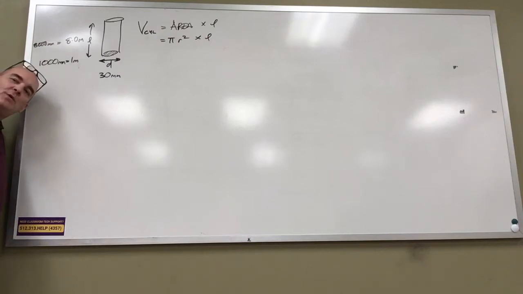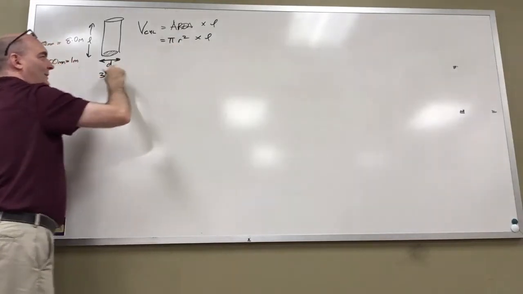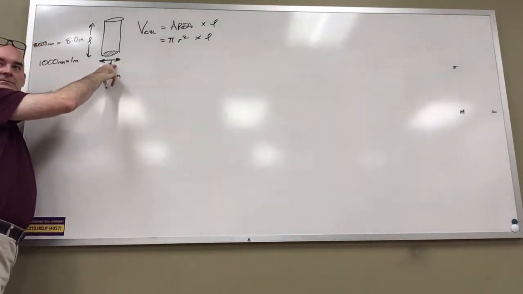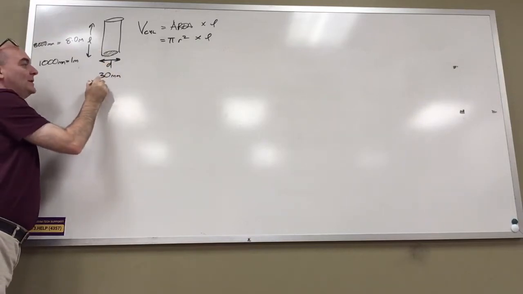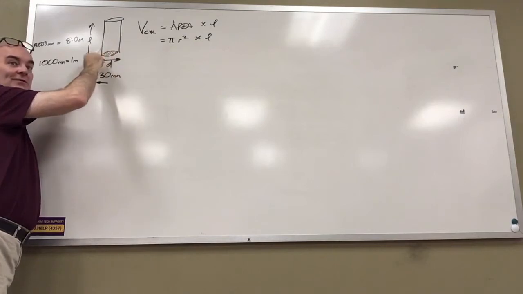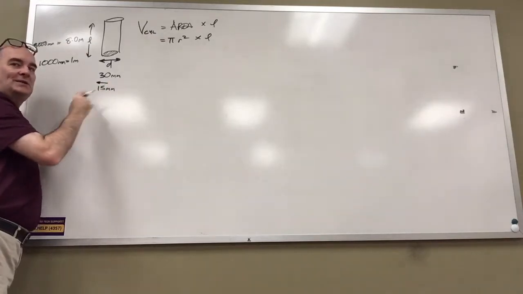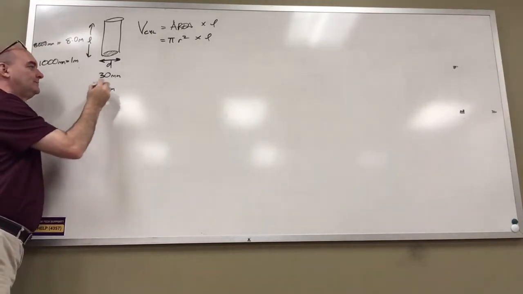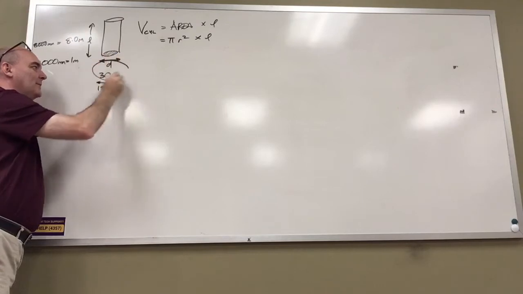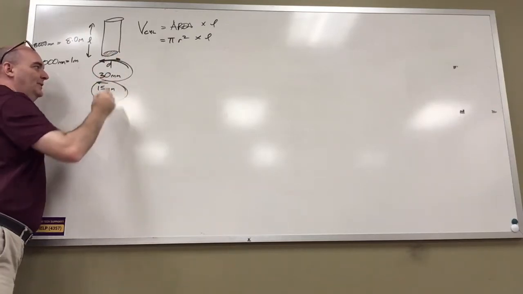The other small alarm bell that should be going off in your head is that this is an R and this is a D. Diameter is the width across the whole tube, from side to side. Radius is halfway from the center to the perimeter. So the diameter is 30 millimeters and the radius is 15.